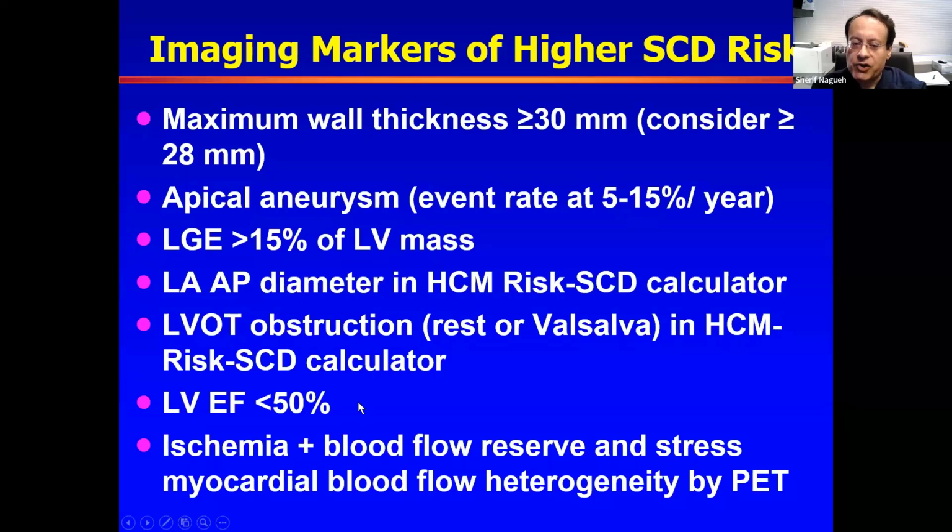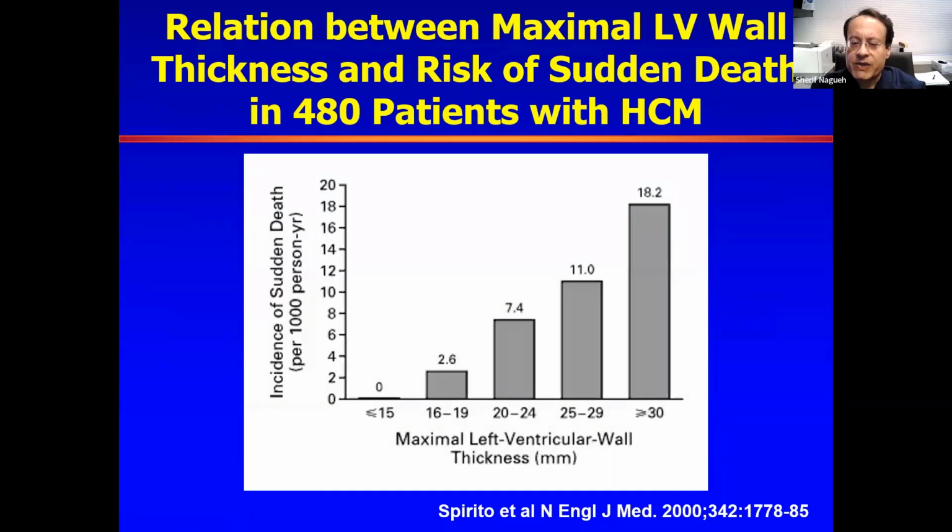A reduced ejection fraction, the presence of ischemia, blood flow reserve, and stress myocardial perfusion abnormalities have been associated with higher risk of sudden cardiac death as well. The risk with increased wall thickness is a gradual risk, and so you can see many patients who have encountered the problem of sudden cardiac death and successfully survived it, but do not have these very large maximum wall thickness measurements.